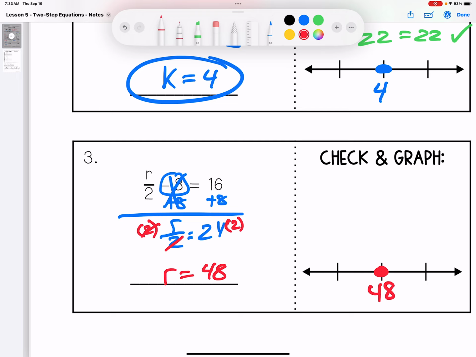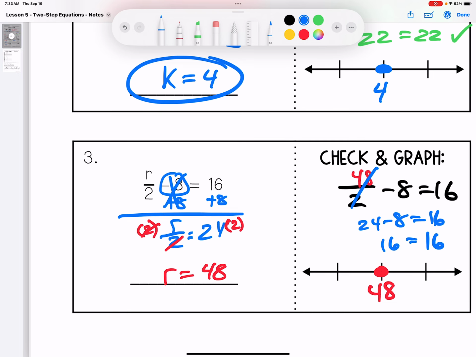And I go back, put it in the problem. 48 divided by 2 is 24 minus 8. Does that equal 16? Does 16 equal 16? Check.